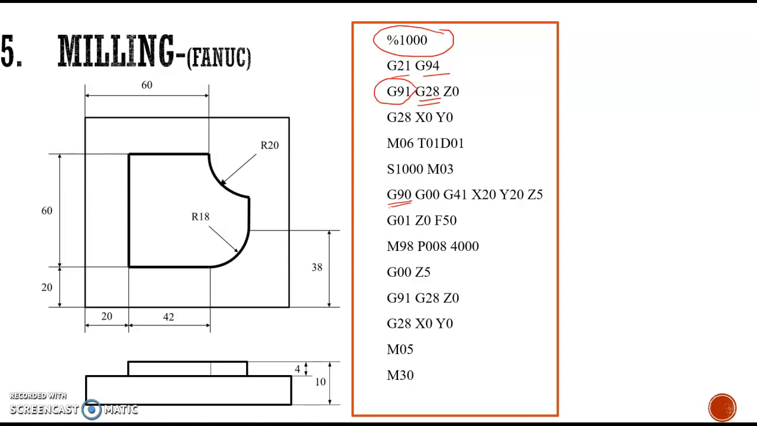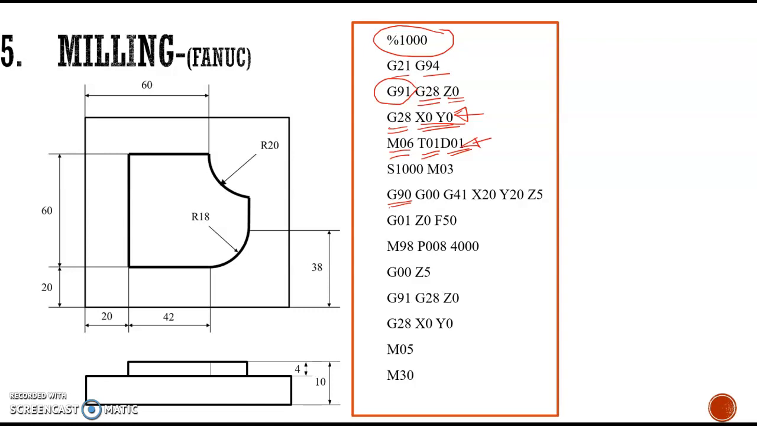Then next is G28. Again, we are using G28 to ensure that the tool is at X0 and Y0 position. If we are using this G91 along with G28, the machine understands that this Z0, X0 and Y0 are actually referring to the tool home position. The next is M06, that is tool selection. So we are selecting tool number 1, which has offsets at D01. D01 is an address in which we are storing the offsets of the tool.